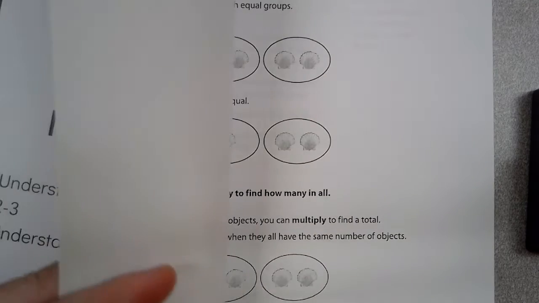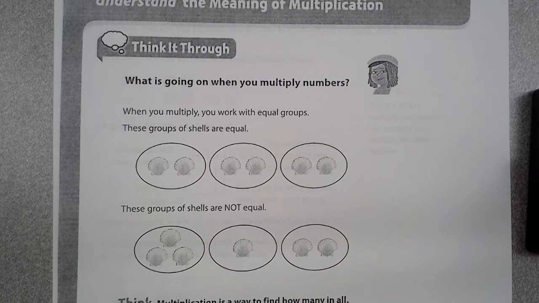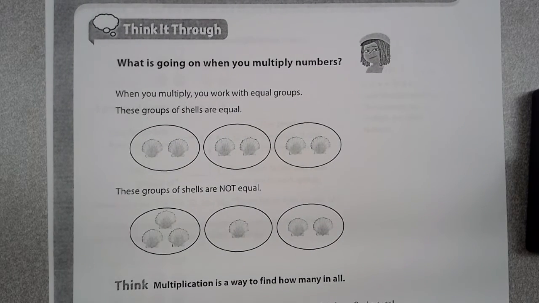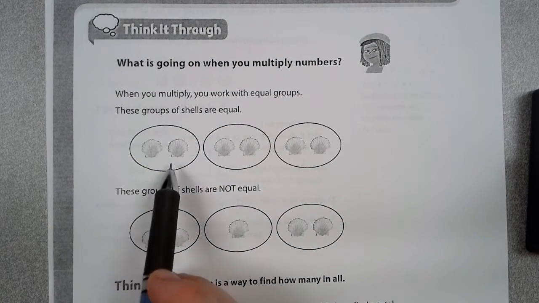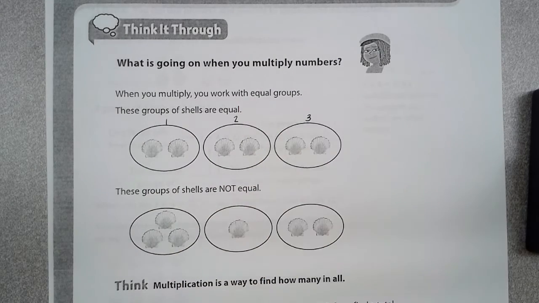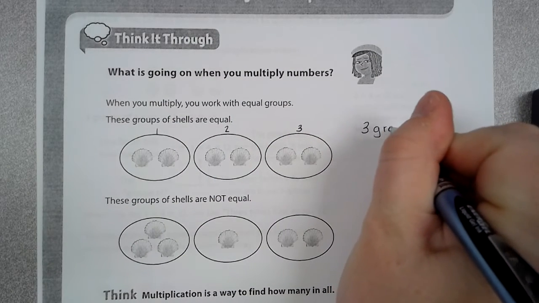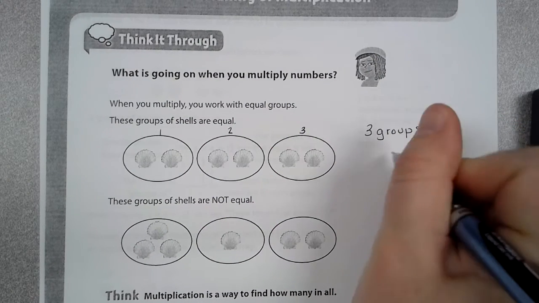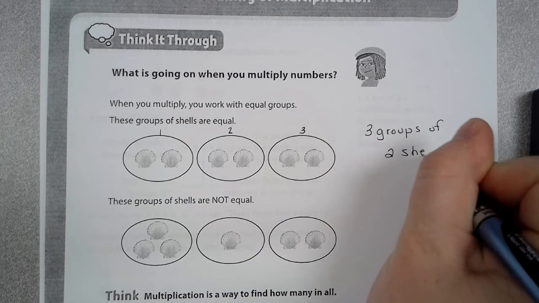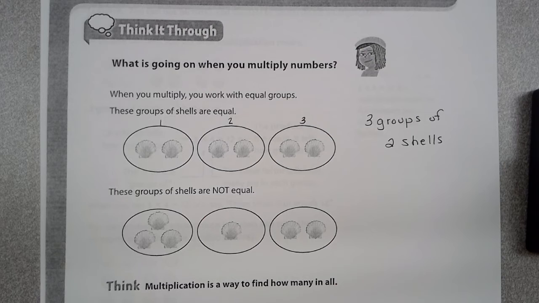So when we are multiplying, you are working with equal groups. Look at the shells. Each circle is a group. So 1, 2, 3. We have 3 groups of 2. So we have 3 groups of 2 shells. That's equal. Okay, that's multiplication.